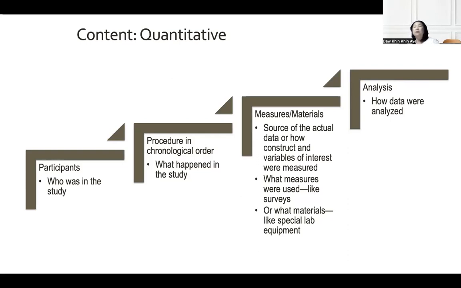What does it mean? For example, if you think the English proficiency of the customer service staff is related to customer satisfaction, then the construct that you would like to look at is customer satisfaction. Okay, one of the variables will be the English proficiency of these customer service staff, for example. Now, what measures were used, like surveys? Or what materials, like special lab equipment, to find out, okay? Now, these are the measures and materials to collect the data. And about data analysis, how the data were analyzed. These are what you need to include.